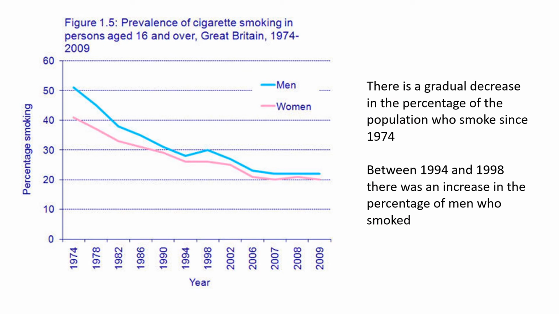So again, we're going to look for general patterns and trends. The general pattern and trend is that there's a decrease in the percentage of the population who smoked since 1974. What we can also say is that between 1994 and 1998, there's actually an increase in the percentage of men who smoked, and you can see that with a little blue line in the middle going upwards. Other than that, we've got an overall decreasing pattern. You can make reference to the rate of change, but there's no real pattern in the rate of change.